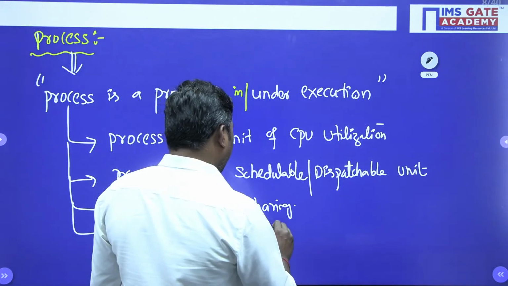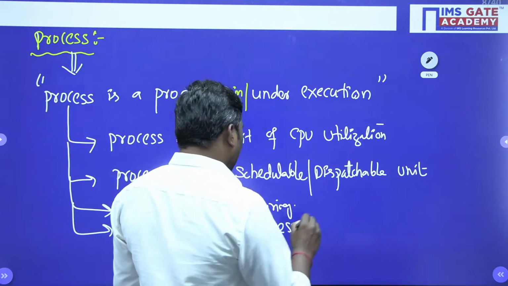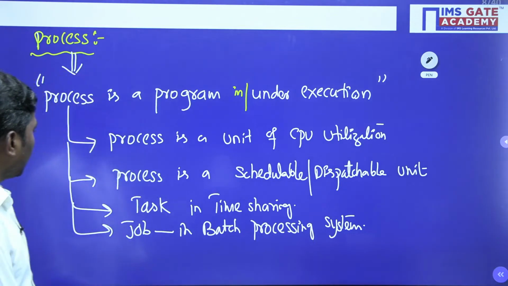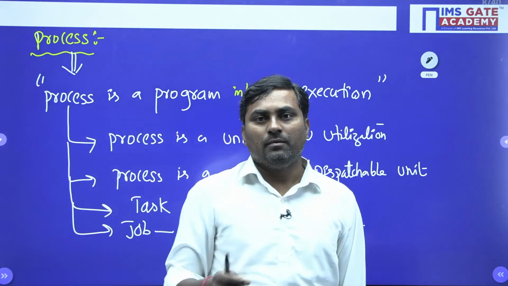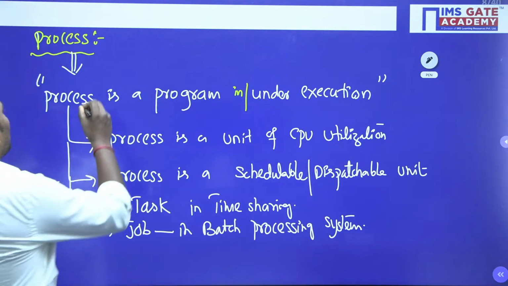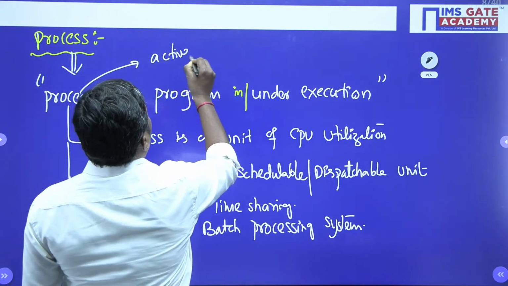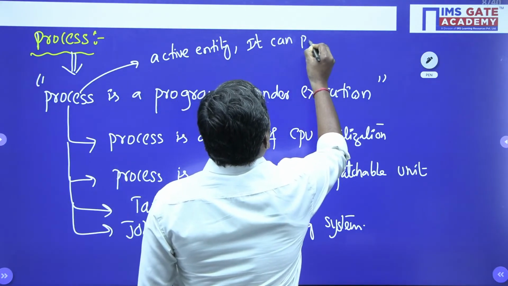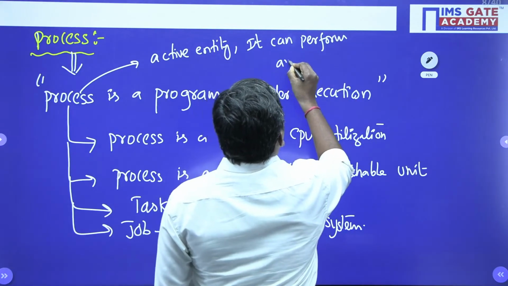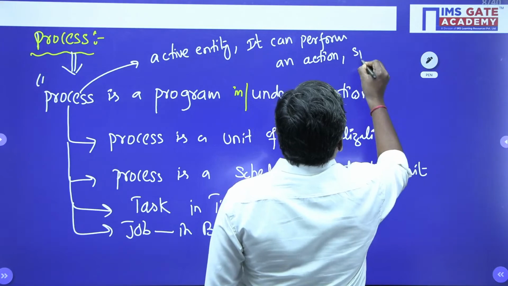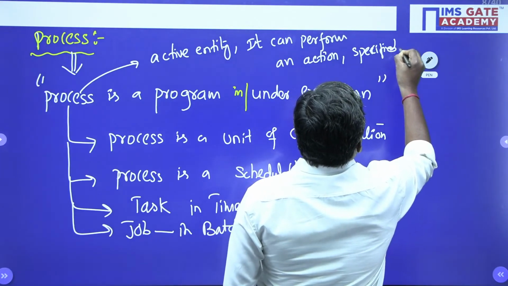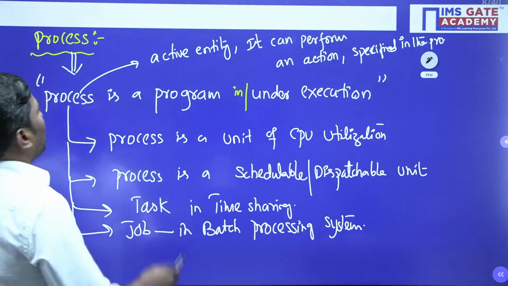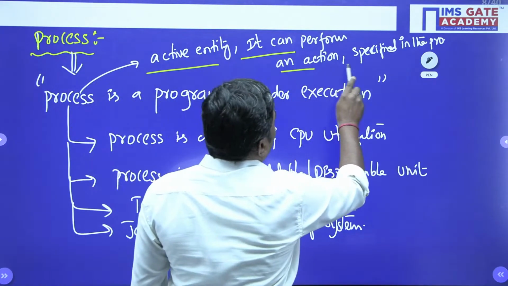Batch processing systems. The various points I mentioned, please copy them so that other things we can also see. Also I will mention that a process is an active entity, ma'am. Please understand, active entity. It can perform an action specified in the program. Process is an active entity. It can perform an action specified in the program.